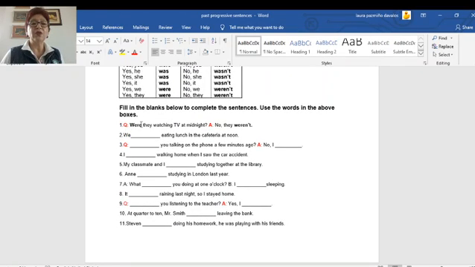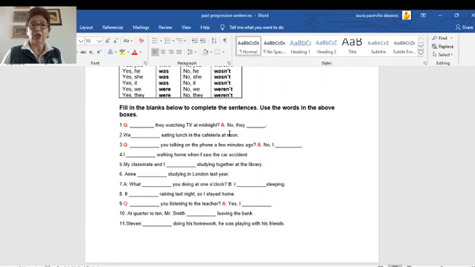I did the first one for you. The first one was like this. So let's do it together. Fill in the blanks below. You can either print this or you can copy it in your notebook, whatever is easier for you.